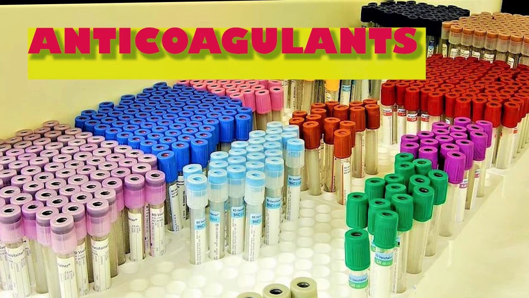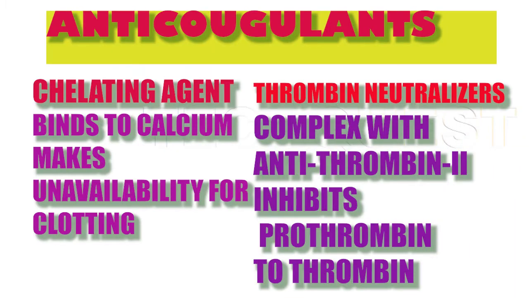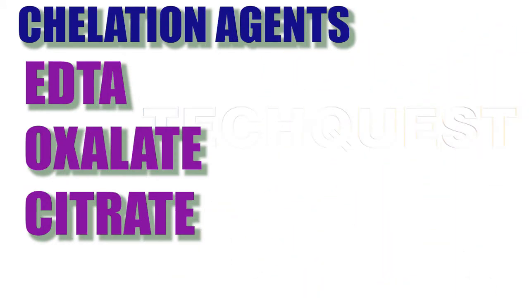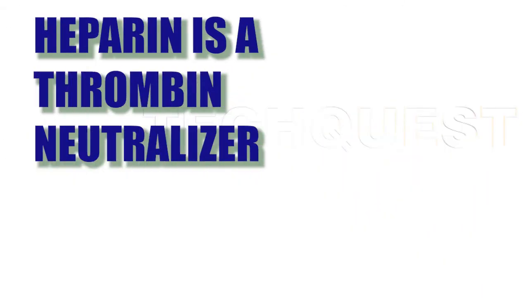The mechanism of action of anticoagulants falls into two basic categories. One is calcium binders, a chemical mechanism in which free or unbound calcium is removed from the blood or inactivated by binding, called chelation. The bound form of calcium is unable to be used in the normal clotting process. Oxalates, citrates, and EDTA are chelating agents. The other is thrombin neutralizers. Heparin acts by forming a complex with plasma antithrombin 2 that inhibits the conversion of prothrombin to thrombin.